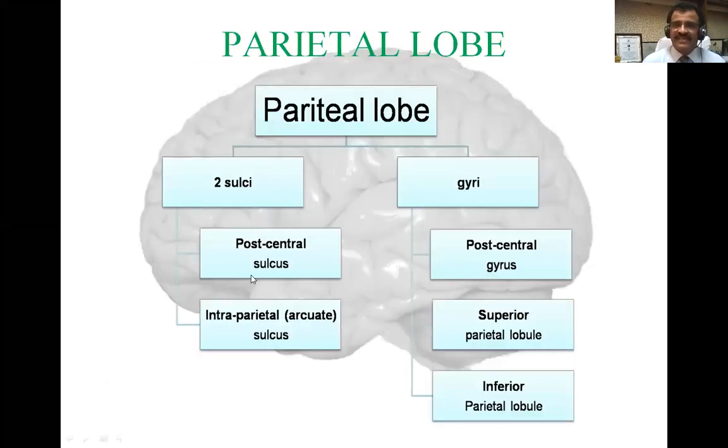Now you'll see the sulci and gyri which are located on the parietal lobe. There are two major sulci. One is the post-central sulcus, just like how we saw the pre-central sulcus on the frontal lobe, and there is one intraparietal sulcus. That means it divides the parietal lobe behind the post-central gyrus into two parts, and these are the gyri we get: post-central gyrus, superior parietal lobule, and inferior parietal lobule.